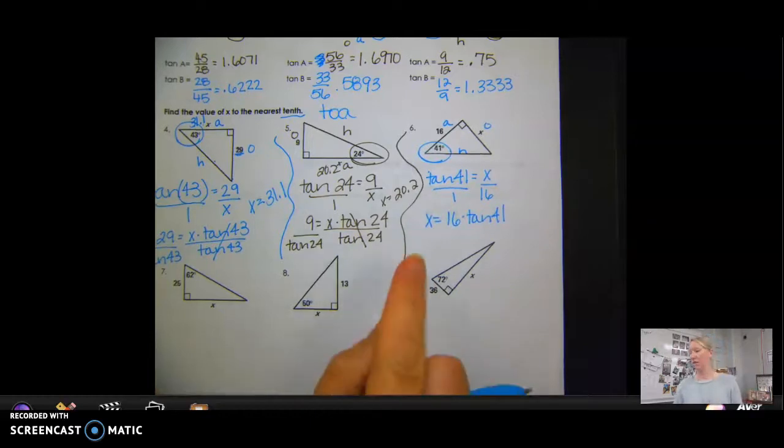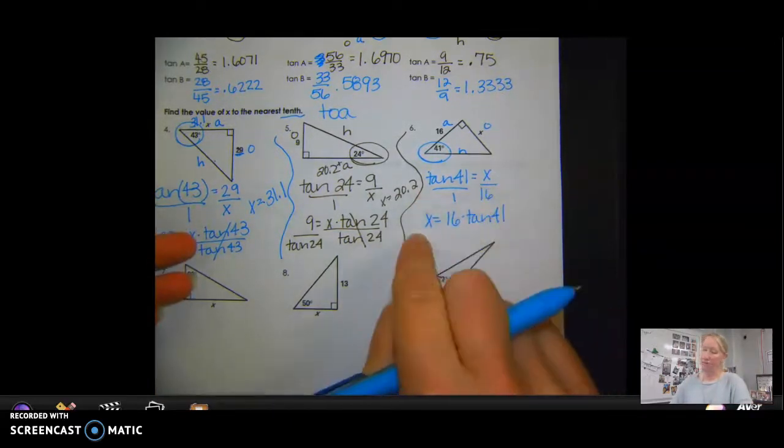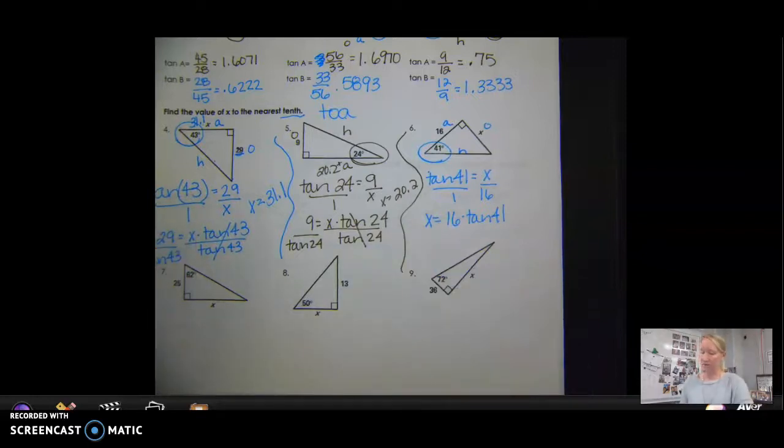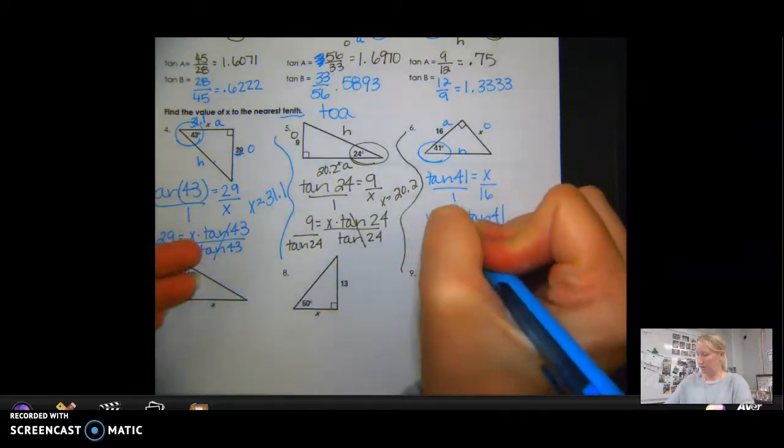On this one, we actually have one less step, because the way that we cross multiplied allowed us to have x by itself to start with. So all we have to do is do 16 times the tangent of 41 on the calculator, and I get x equals 13.9.